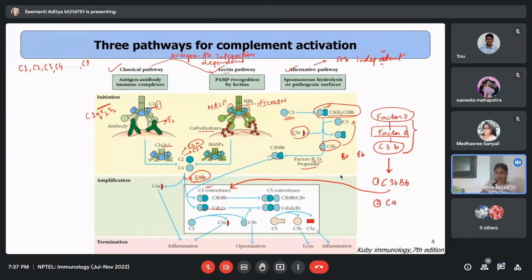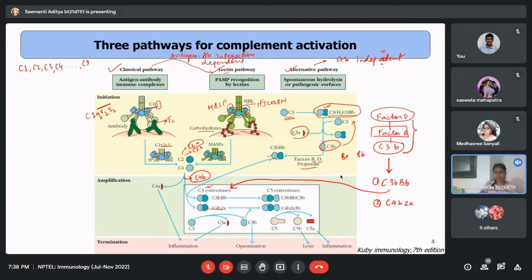Then C4b2a is also a C3 convertase. So these two C3 convertases again break down C3 into C3a and C3b. Here also you are breaking down C3 and again converting that into C3 convertase to break down more C3, because we need complement proteins to be activated in huge amounts. We need to coat the entire surface of the pathogen, and there is not just one pathogen, there are so many pathogens in your body. So you require a lot of activated C3b proteins in your circulation.